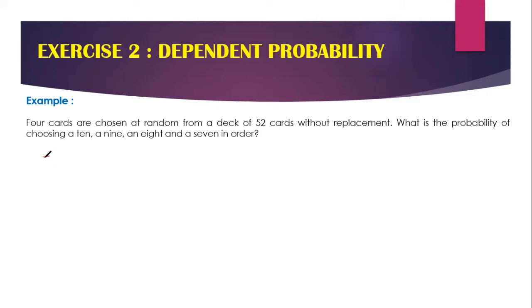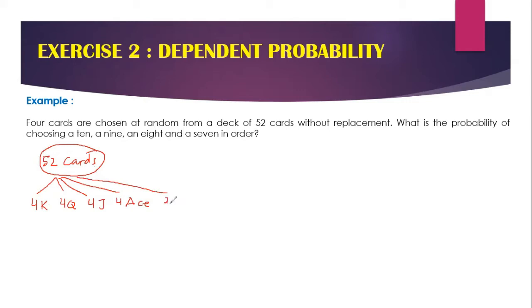As you know, there are 52 cards, all playing cards. The 52 cards consist of 4 kings, 4 queens, 4 jacks, 4 aces, and then the last is the number cards. The number cards are number 2 until number 10. Okay, this is the number class, right?